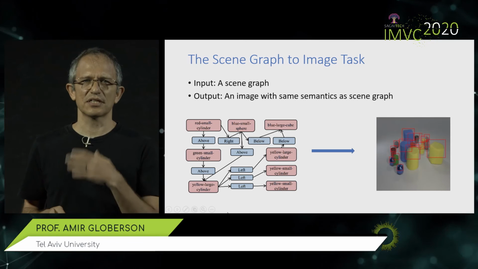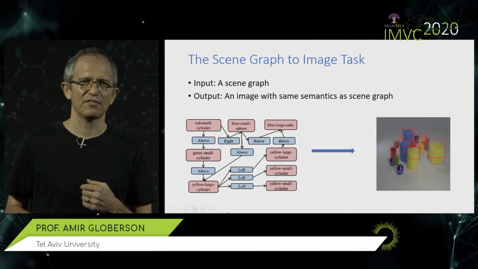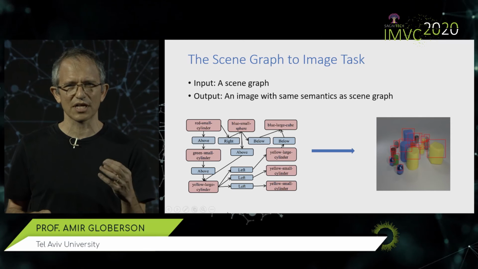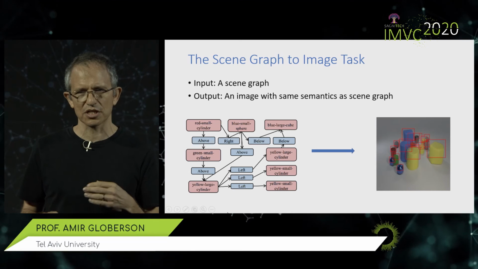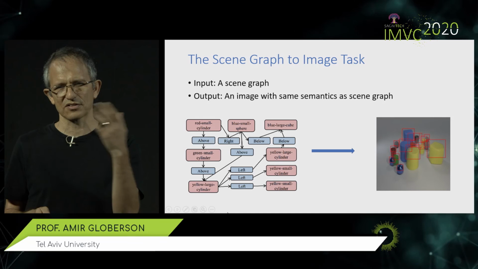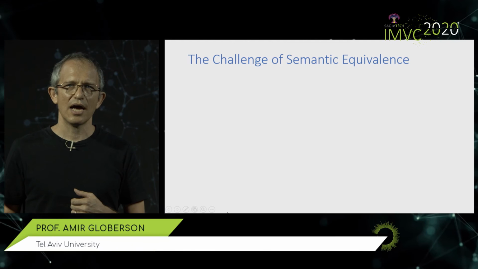Okay, so basically this is the task that we're focused on here. Here's just another example. The pink cubes describe objects, and the blue rectangles describe relations. The goal is, given this description of a scene graph, generate an image that obeys the semantics of the scene graph. Okay, so that's what we set out to do.